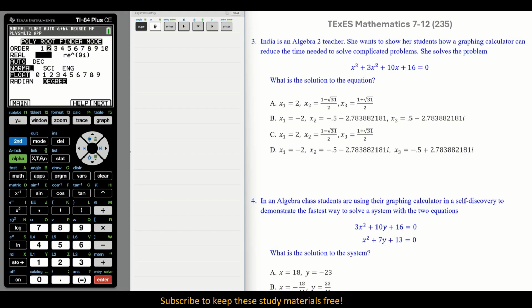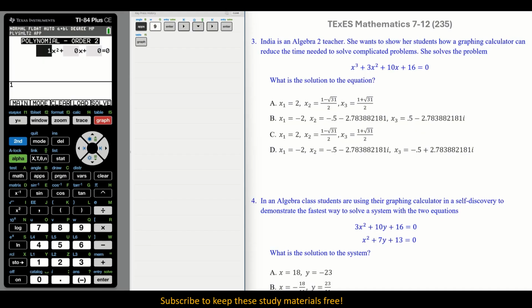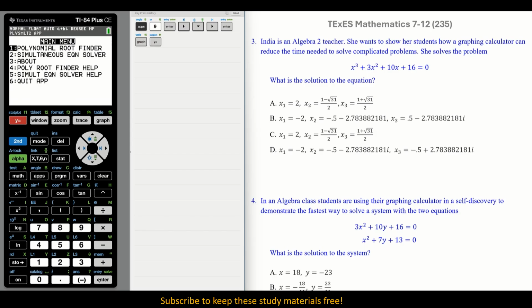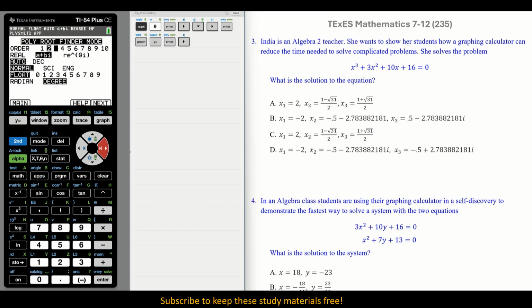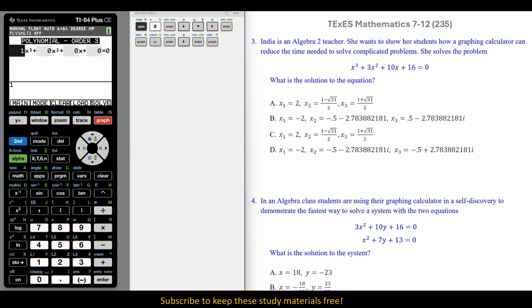Now we need to push next. So we push graph, and then we need to put all this in. Uh-oh, it just did a second order. Oh no, we need to go back to main. Let's enter number 1. Oh, I didn't enter it. That's on me. There we go. Lesson learned. Now push graph again because that's what we need for next. Now everything's where I need it.